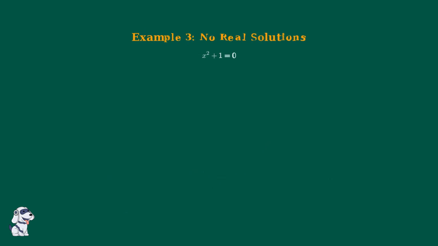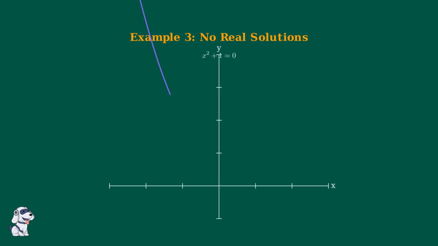Our third example is x squared plus 1 equals 0. This will demonstrate a case where the parabola never crosses the x-axis. We plot y equals x squared plus 1. Notice that this parabola is shifted upward and never touches or crosses the x-axis. This means there are no real solutions to the equation x squared plus 1 equals 0.